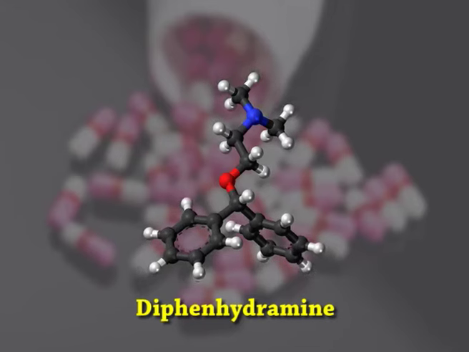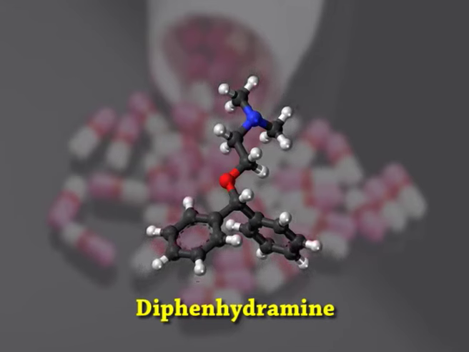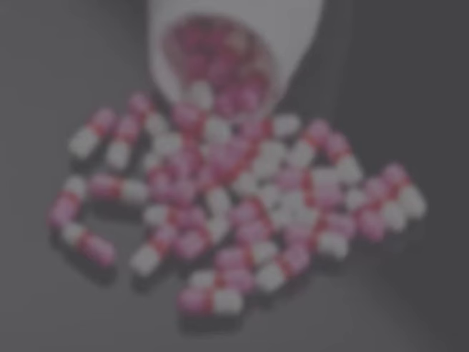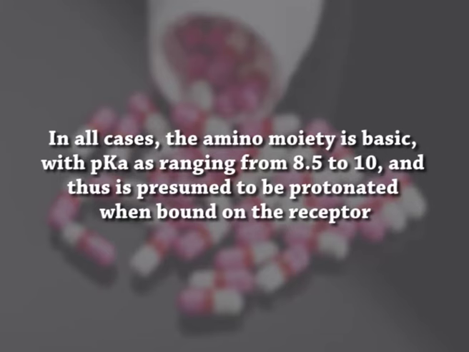In many of the first generation or classical antihistamines, the terminal nitrogen atom is a simple dimethylamino moiety. The amine may also be part of a heterocyclic structure, as illustrated by the piperazines, some propylamines such as pyrrolidines and piperidines, some phenothiazines, the dibenzocycloheptanes and the second generation antihistamines. In all cases, the amino moiety is basic, with pKa's ranging from 8.5 to 10, and thus is presumed to be protonated when bound on the receptor. The moiety is also important in the development of stable solid dosage forms through salt formation.